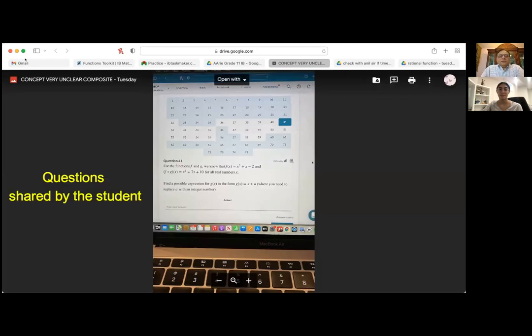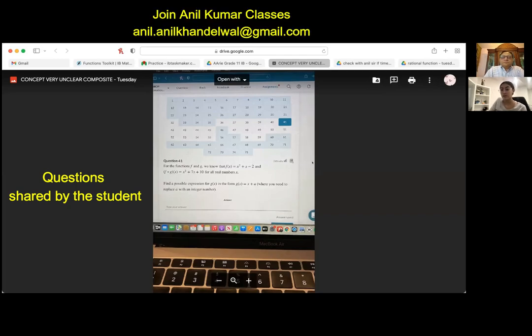This is the first question. Great. Can you please read the question? So for the functions f and g, we know that f of x equals x squared plus x minus 2, and f of g of x equals x squared plus 7x plus 10 for all real numbers x. Find possible expressions for g of x in the form g of x equals x plus a, where you need to replace a with an integer number.